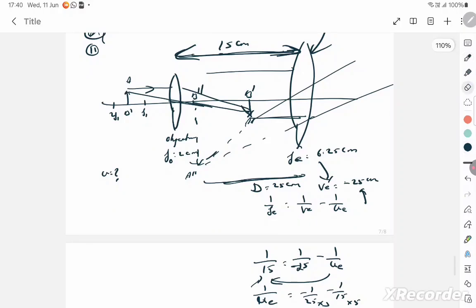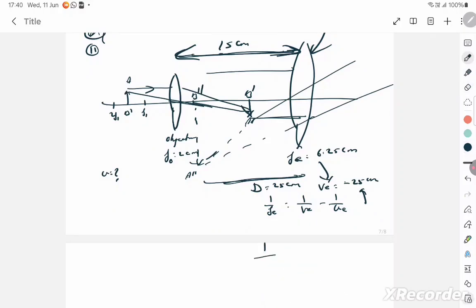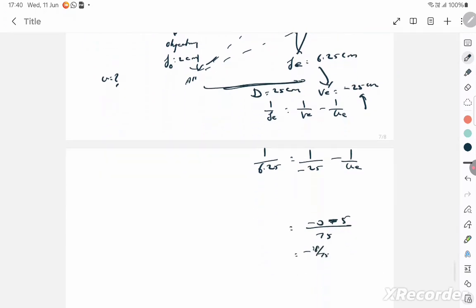1 by FE is equal to 1 by VE minus 1 by UE. Let's fill in the sign conventions. FE is the focal length of the eyepiece, which is positive 6.25, because for a convex lens the focal length is positive. 1 by VE is minus 25. Therefore, bringing the 1 by UE to the other side, it is minus 1 by 25 minus 1 by 6.25.